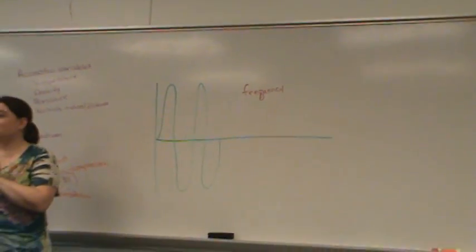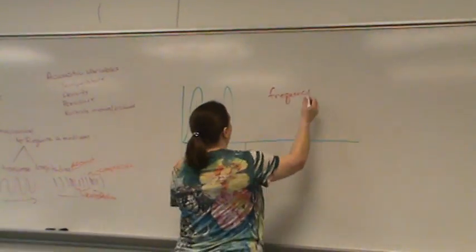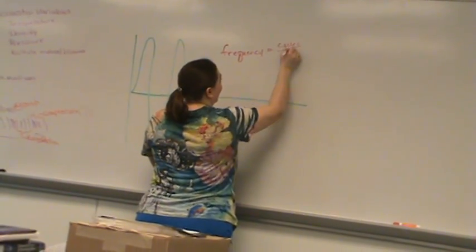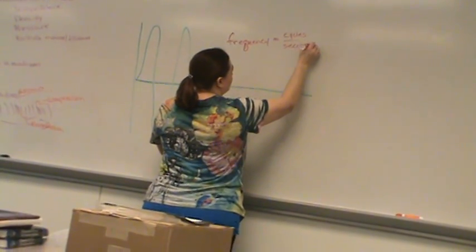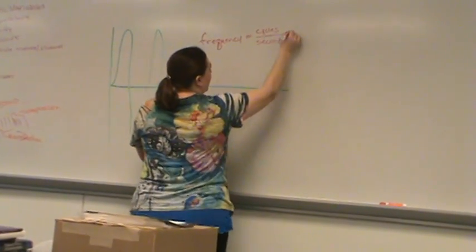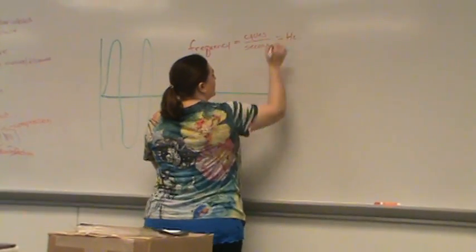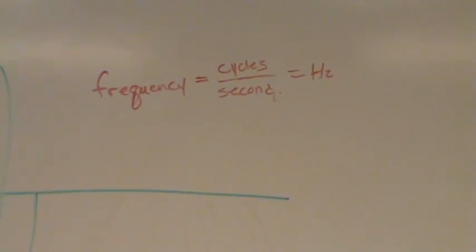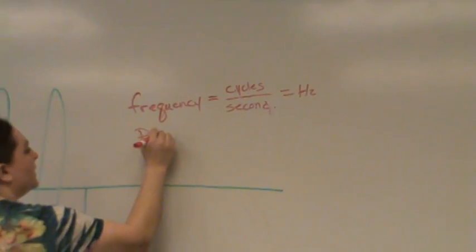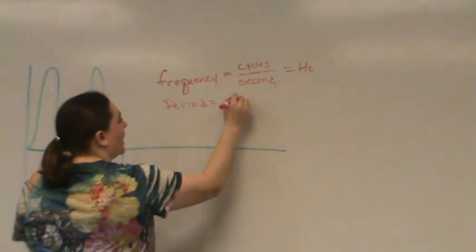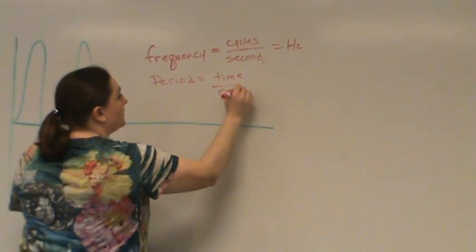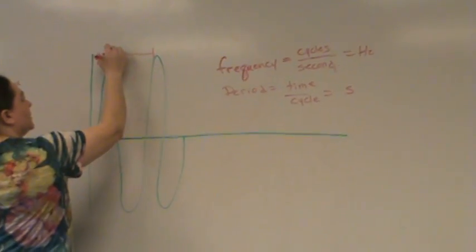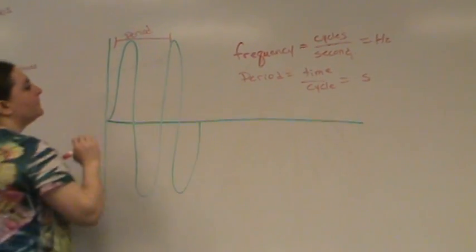What was frequency? Yeah, how often something occurs. Cycles per second is what we're typically looking at, which is a hertz. 1 hertz is 1 cycle per second. So we had frequency, and then the reciprocal of frequency is period, which would be the time per cycle. So its unit would be something like seconds. So right here would be the period, the time for 1 cycle to occur.